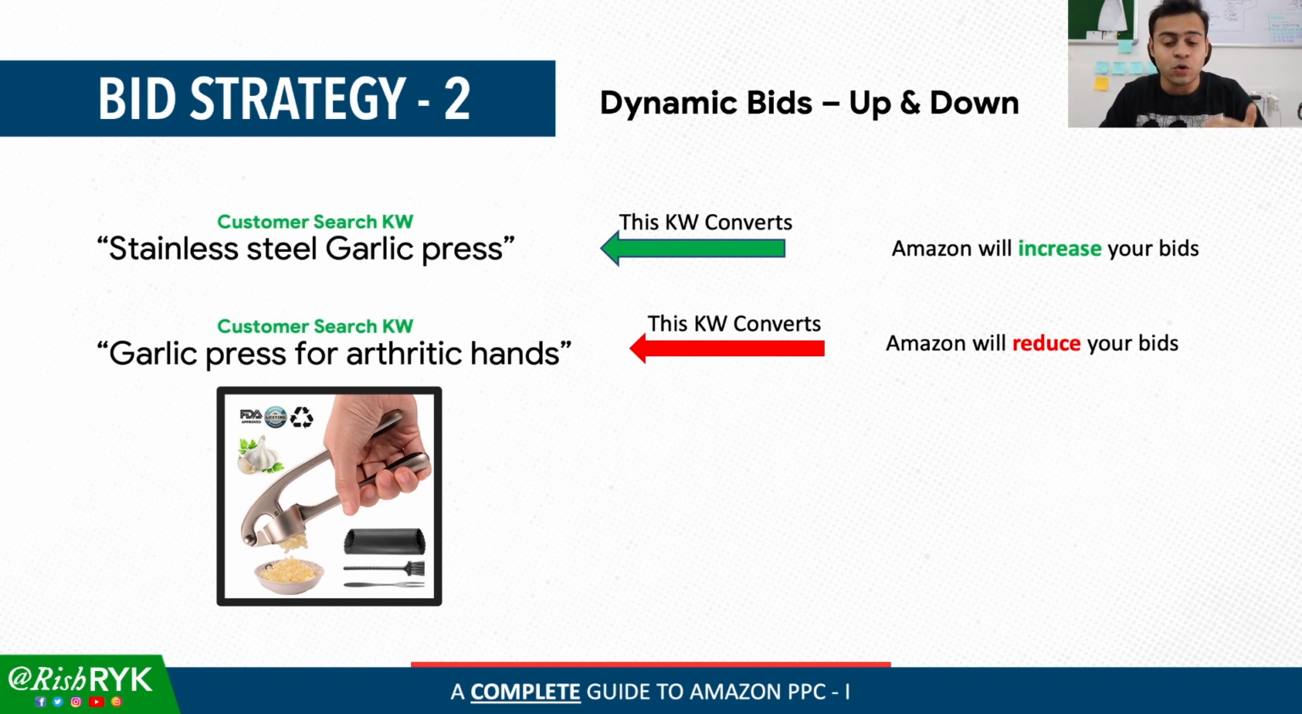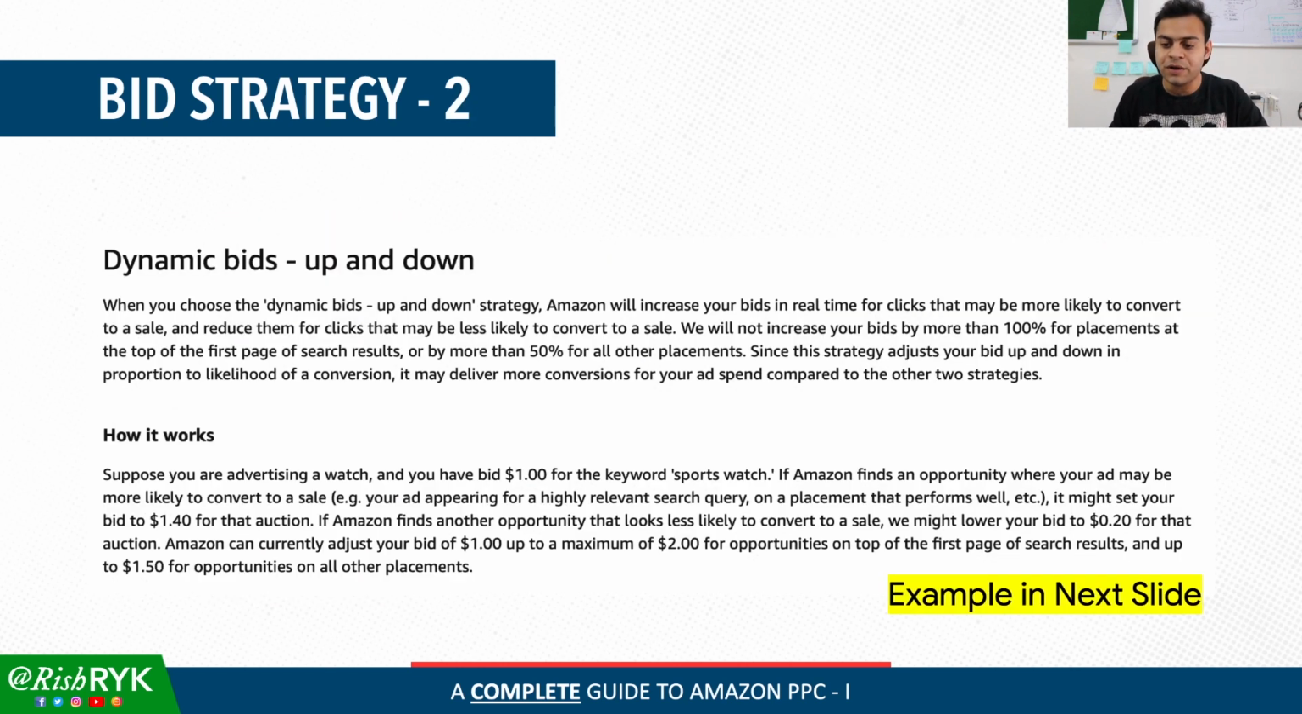and your ads don't convert, Amazon is going to reduce the bid. But let's say when people are searching for stainless steel garlic press and Amazon tries to show your ad to them, and more often than not people tend to buy your product with that keyword, Amazon is going to increase your bids, and it can increase your bids to a maximum of 100%. That's what this definition right here says. It's going to increase a bid to a maximum of 100%, which basically means it's going to double your bids if needed. But it means up to that, not always. It's not going to double it always.